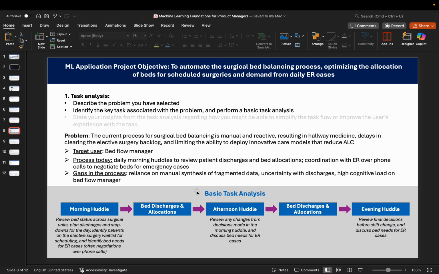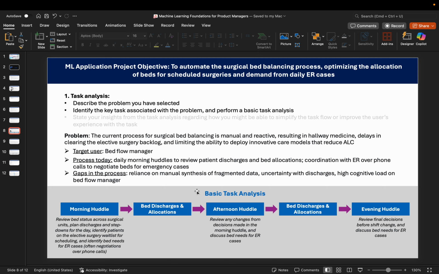The process today is the one shown below. It's a very high level basic task analysis, which really runs from daily morning huddles to review bed allocation by different surgical units, what discharges are planned for the day or the step downs to different types of beds, identify patients on the wait list who need to be prioritized to fill the empty beds, and then what beds might be needed for emergency room cases on an urgent basis.